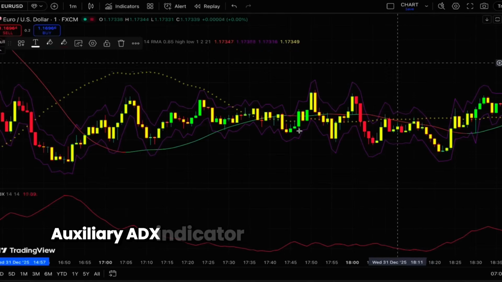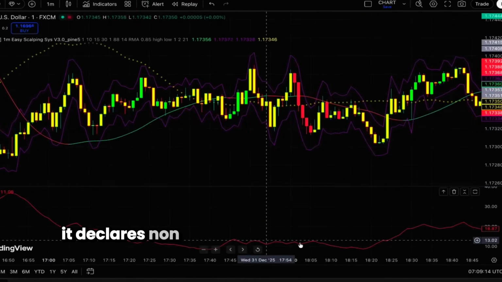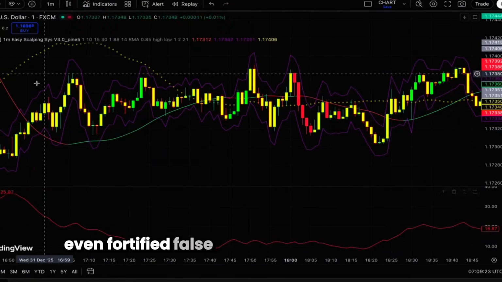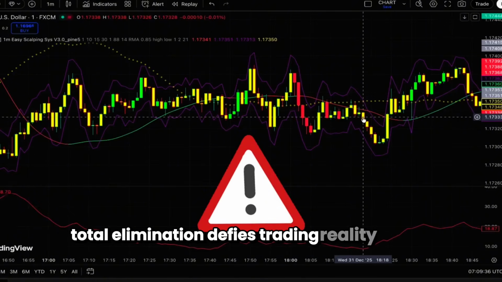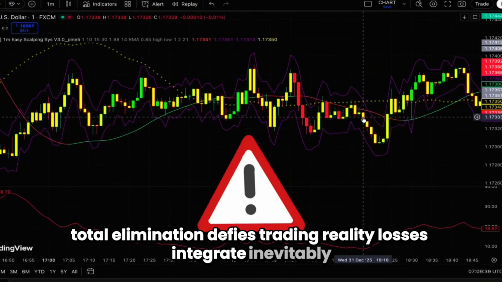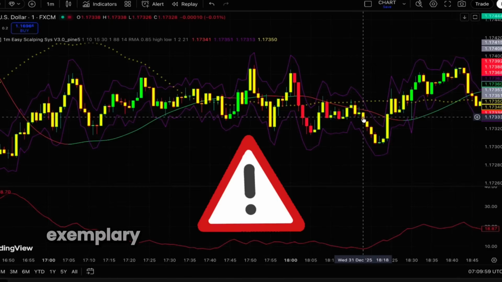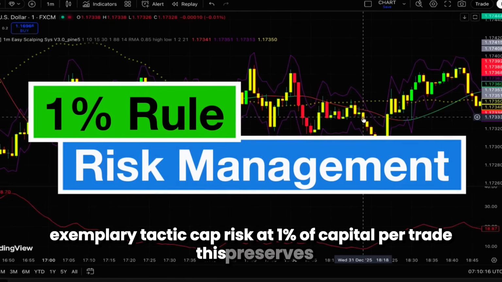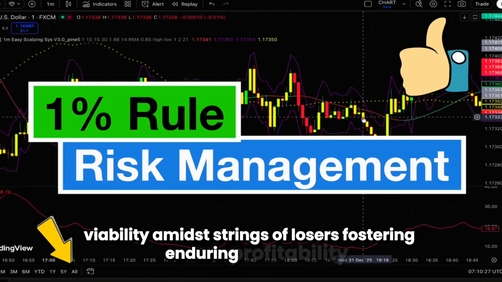An auxiliary tool is the ADX indicator. When its line dips below 20, as here, it declares a non-trending, flat price regime, so stand aside. Even fortified, false signals persist unavoidably. Total elimination defies trading reality. Losses integrate inevitably. The optimal response is to manage risk exposure rigorously and manage positions impeccably. An exemplary tactic is to cap risk at 1% of capital per trade. This preserves viability amid strings of losers, fostering enduring profitability.